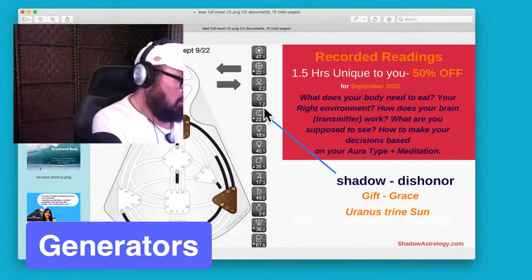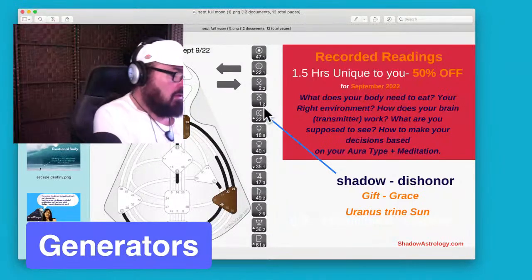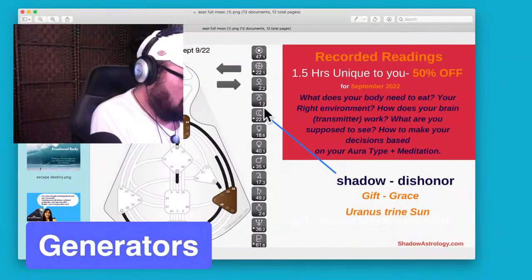Okay. So what's it say for the generators? Let's see for the generators. Oh, that popped out right away.